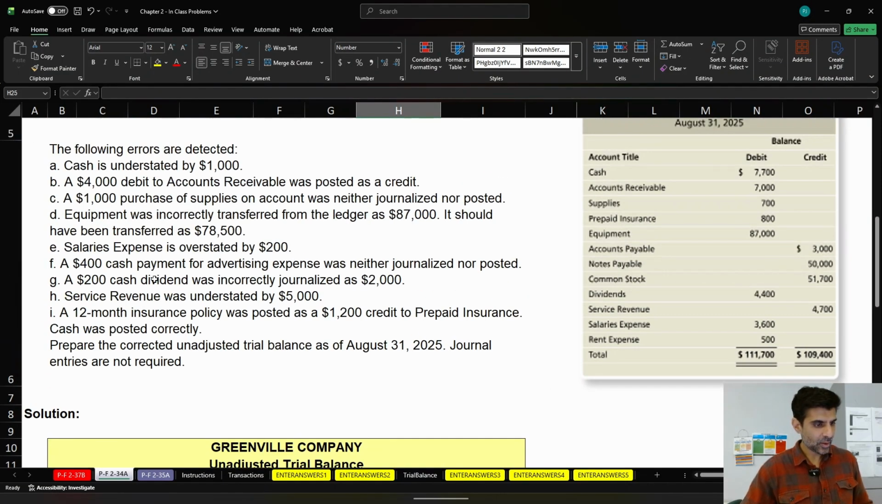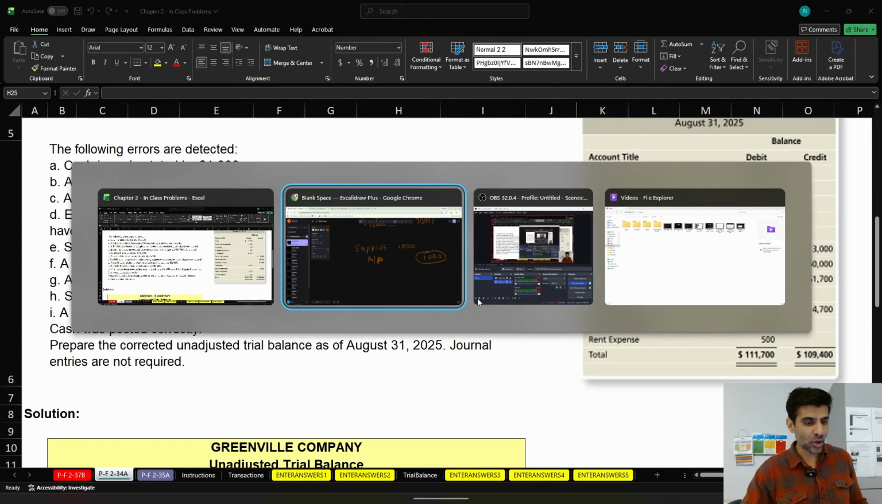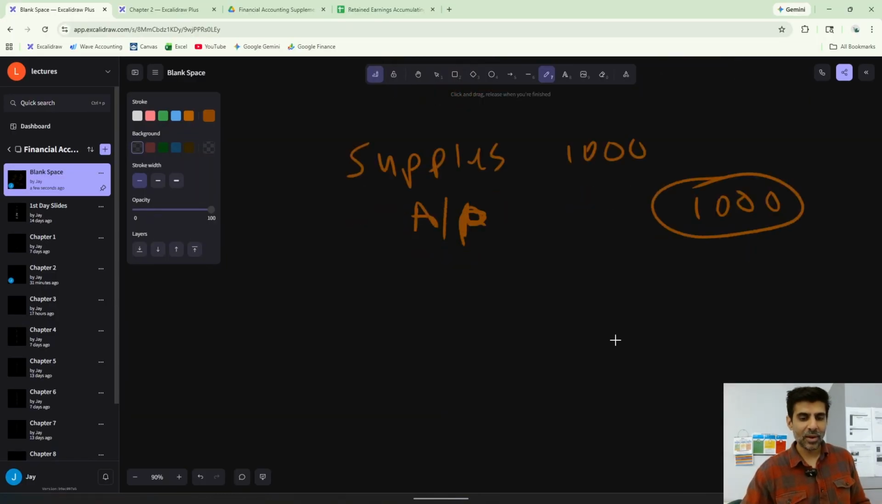Okay. A $400 cash payment for advertising expense was neither journalized nor posted. Now you can see here that there is no advertising expense account. So it had a zero balance, and we just didn't do this journal entry. Okay, so what should the journal entry have been? It's the same exercise as we just did here.